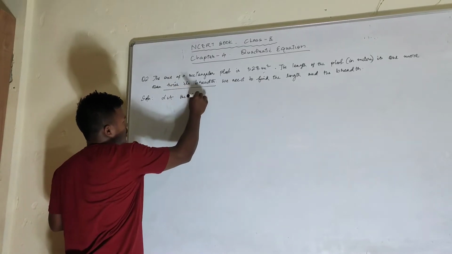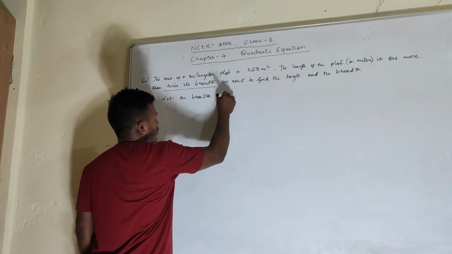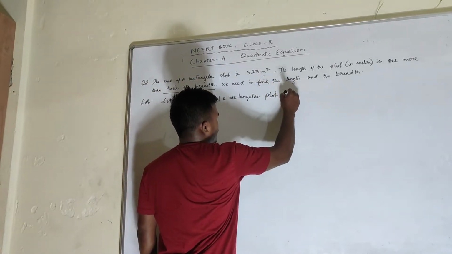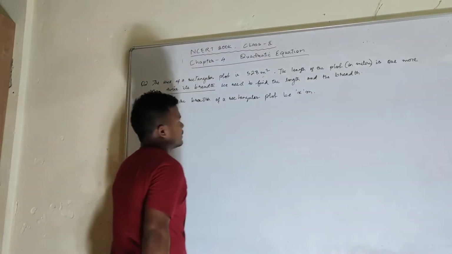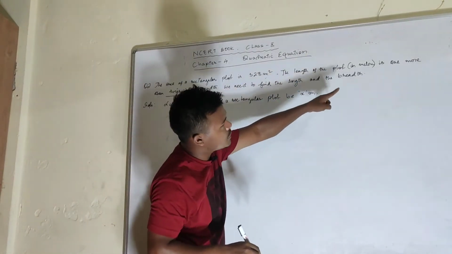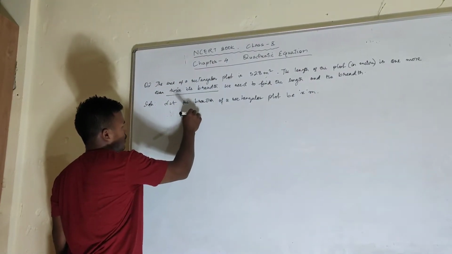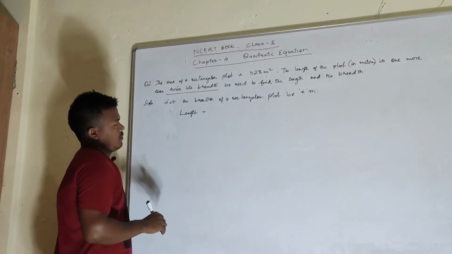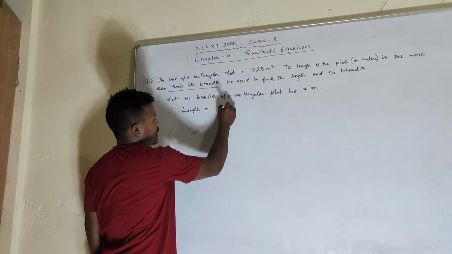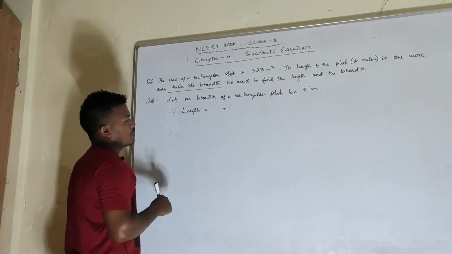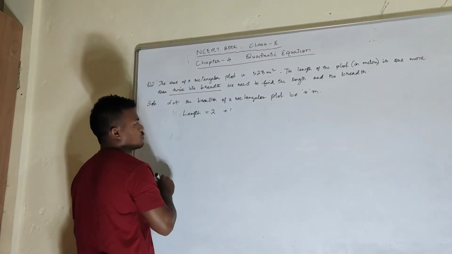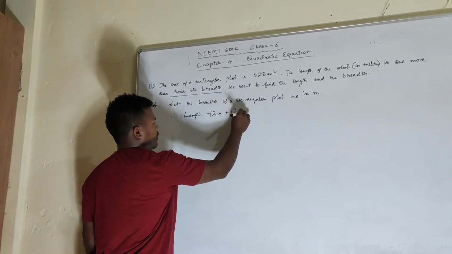Let the breadth of the rectangular plot be x meter. The breadth of the rectangular plot is x meter. How does it say about the length? The length of the plot is 1 more. It means the length will be, was, will be, shall be, all these are equal to in mathematics. So the length is 1 more, it means there will be plus 1. If it is 1 less, instead of plus it will become minus. So the length of the plot is 1 more than twice its breadth. Twice means 2. What is the breadth? x. This is the length.